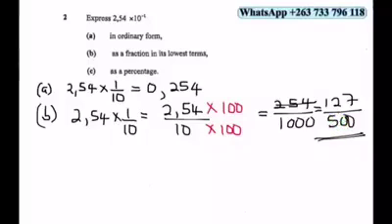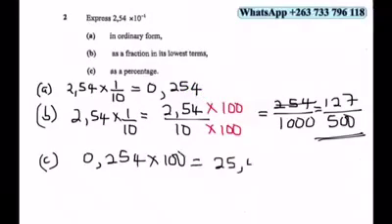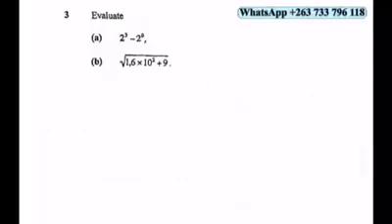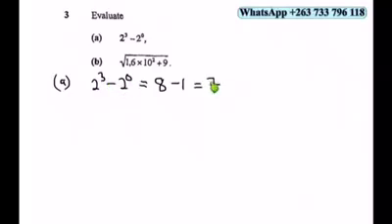And this is the lowest term. We cannot divide further. Then part C is a percentage. We just take the decimal and multiply by 100. So my answer here will be 25,4%. Then number 3, you are required to evaluate 2 to the power 3 minus 2 to the power 0. So let's simplify the indices. 2 to the power 3 is 8, to the power 0 is 1. So 8 minus 1 is 7. So our final answer will be 7.